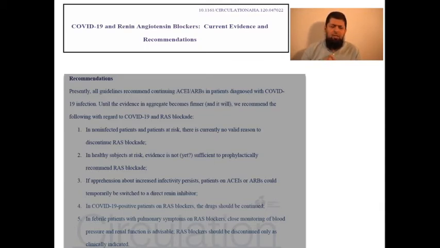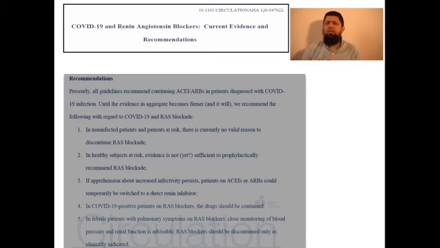In COVID-19 positive patients on RAS blockers, the drugs should be continued. In febrile patients with pulmonary symptoms on RAS blockers, close monitoring of blood pressure and renal function is advisable. RAS blockers should be discontinued only as clinically indicated.